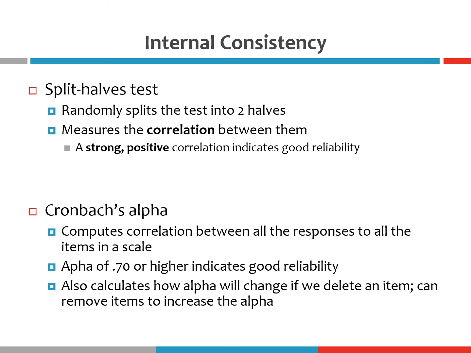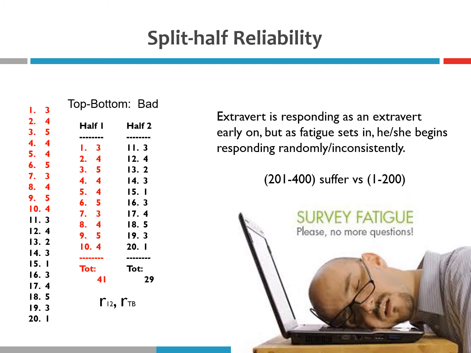Let's say initially your Cronbach's alpha is at 0.40, but as soon as you remove a question, it shoots up to 0.80. What that suggests is that question isn't measuring the same construct as the other questions are, and so it should be removed, okay?